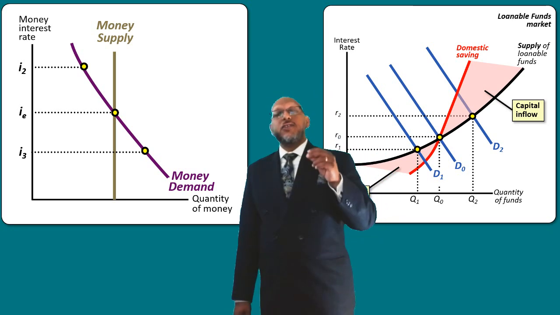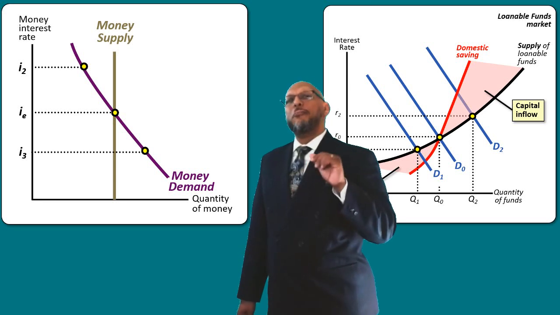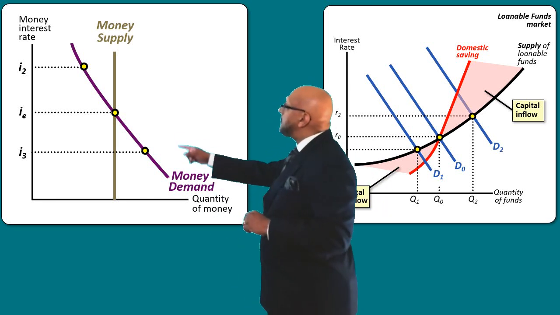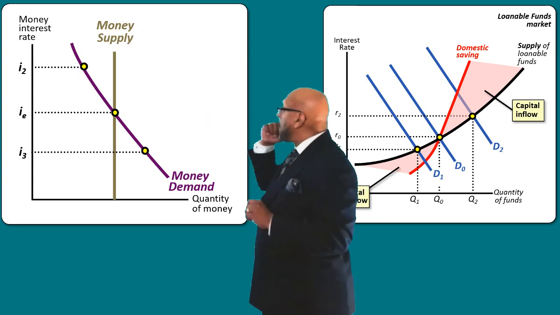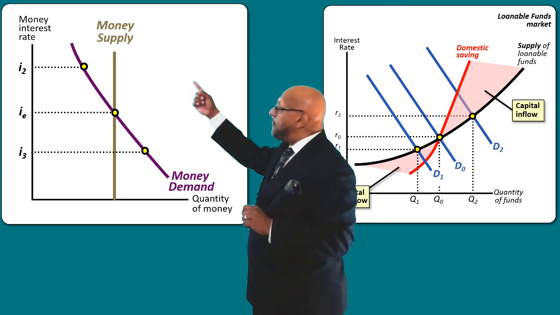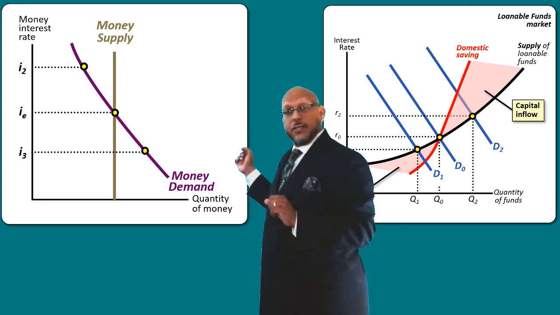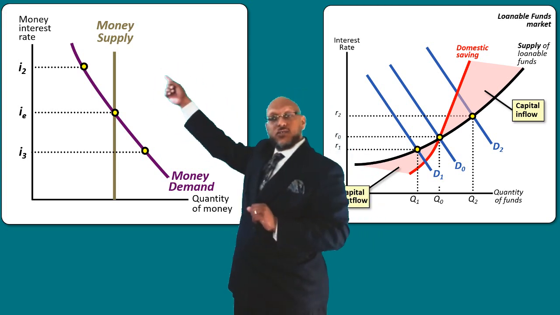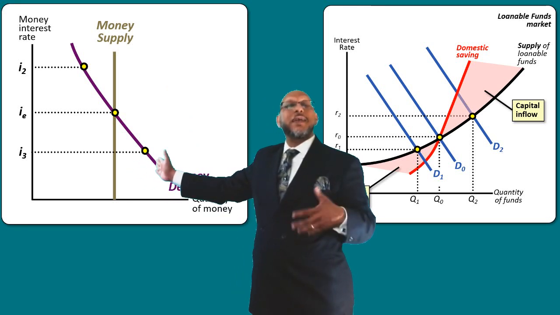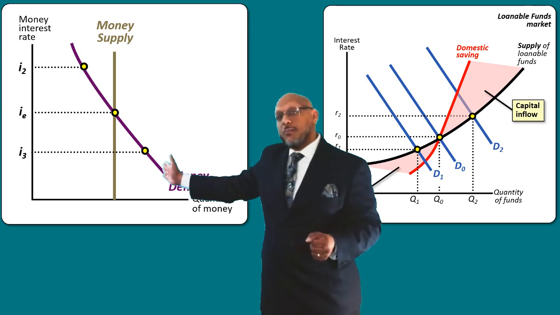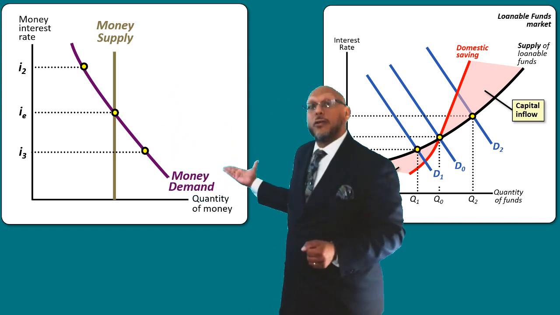The higher the interest rate, the lower the borrowing. So when you see the price, which is the interest rate, going up, notice that the quantity demanded for money goes down. The higher the interest rate, the lower the quantity demanded. So we demand less money because it costs so much. As interest rates go down, we'll borrow more.